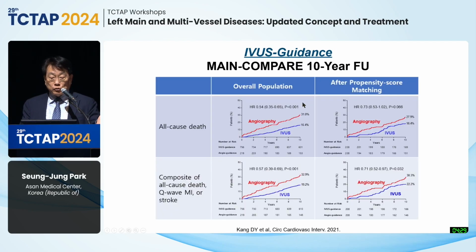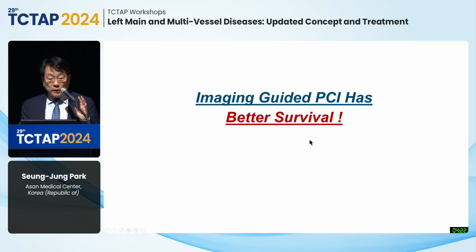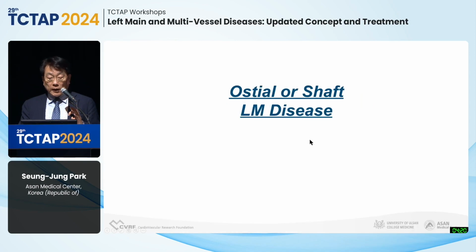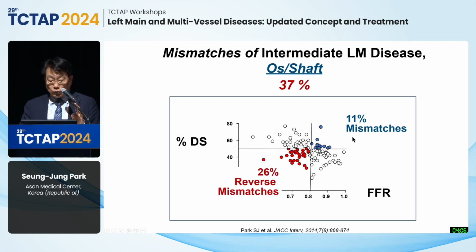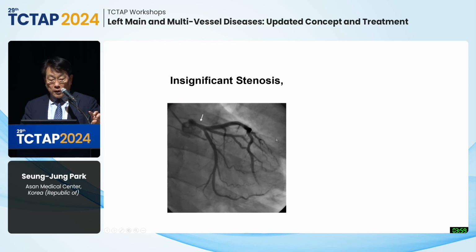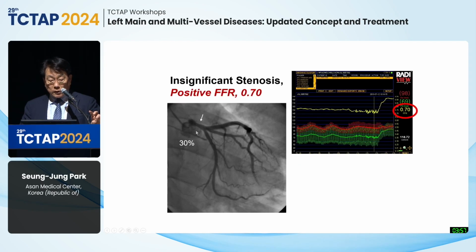This is large registry data. Our left main compare 10 years follow-up long-term data. Even hard endpoints are totally different. And so imaging guided PCI has better survival. Right. If you look at the technical point of view, ostial and shaft left main disease has mismatches, tighter stenosis and negative FFR is not too much, just like non-left main disease, a little bit different, 26% of mismatches. Look at this, insignificant stenosis.